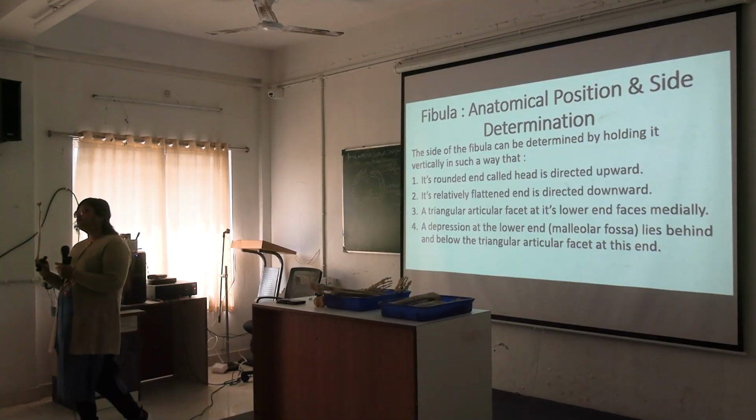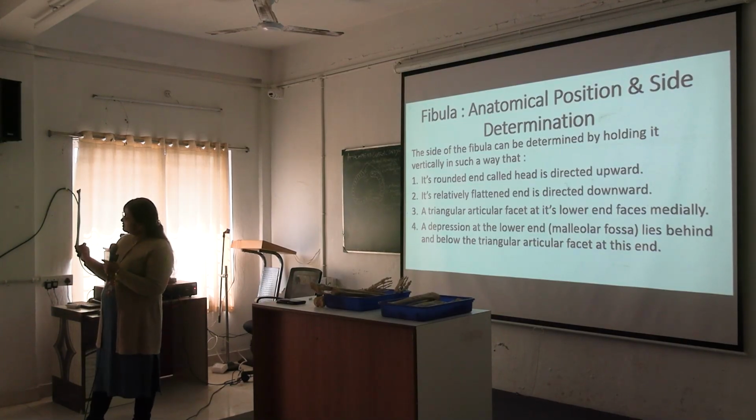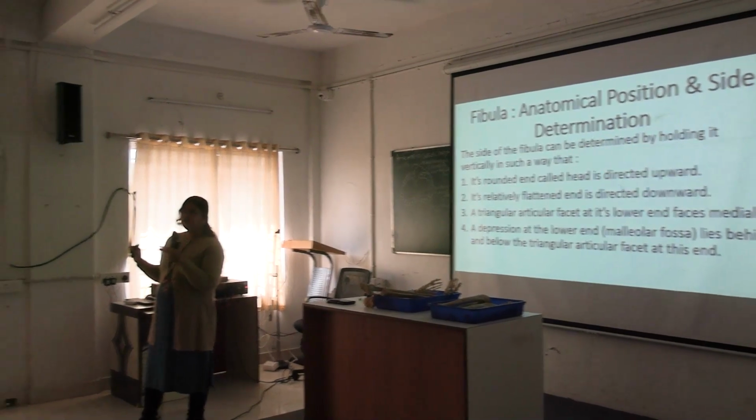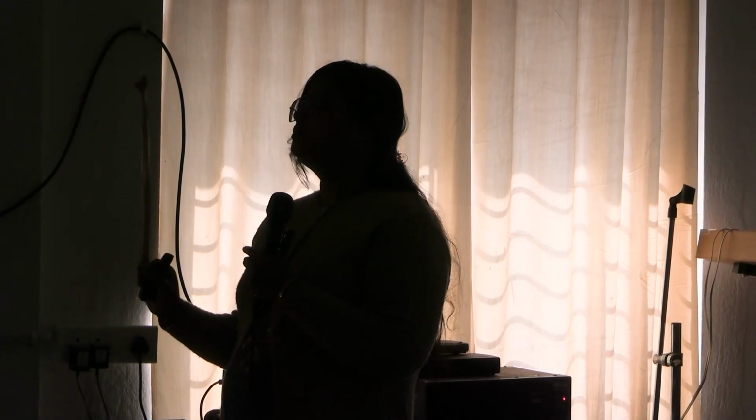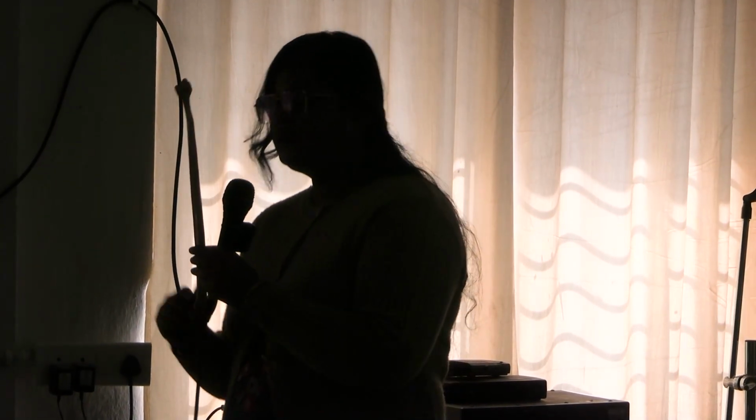So this is the fibula of the right side. Hold it like this. Place your thumb in the malleolar fossa and other fingers on the lateral surface of the lateral malleolus. So above, below: head is above, malleolus is below. Anterior, posterior: the triangular facet is anterior, the malleolar fossa is below and behind. Medial, lateral: this facet at the lower end is directed medially. Okay, understood? And this styloid process is posterolaterally placed.